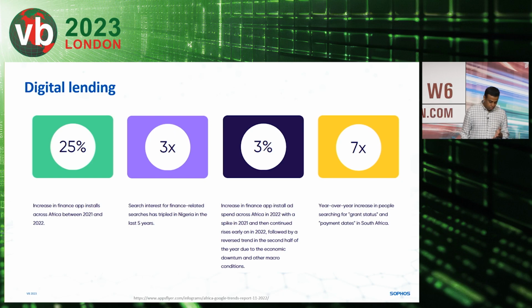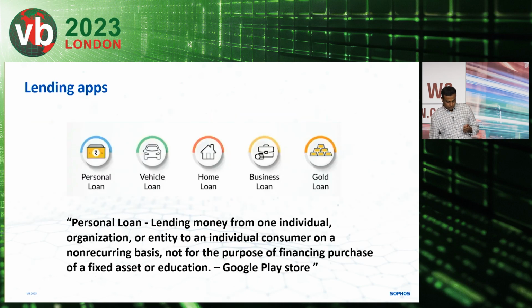If we look at Africa, there was a study by AppsFlyer and Google Africa together. There was a 25% increase in finance app installs and a 3 times increase in interest in finance-related searches. There was also an increase in searches for loans, grant status, and payment status. All this indicated that because of the pressure of COVID, cost of living, and inflation, people were driven to get loans through digital lending applications.